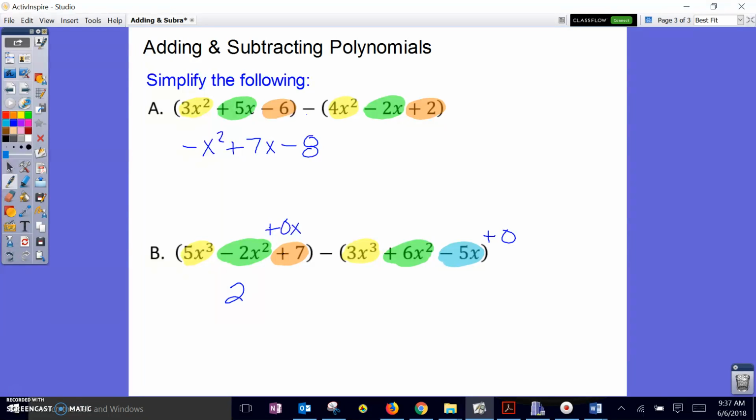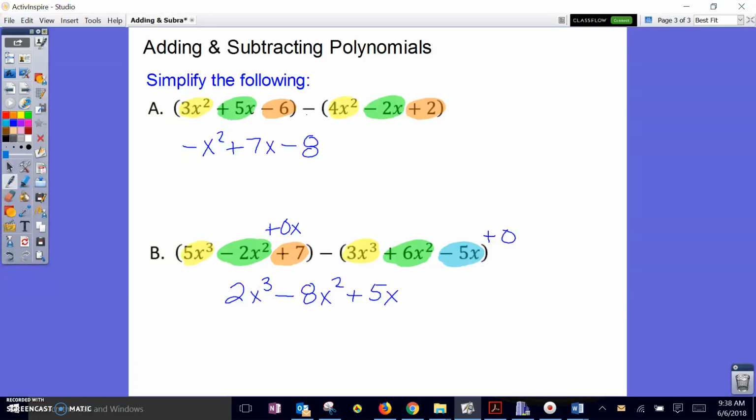5 minus 3 gives us 2x cubed. We've got a negative 2x squared minus a positive 6x squared. Negative 2 minus positive 6 gives us negative 8x squareds. And now on to my x's. I have no x's minus a minus 5x. So 0 minus negative 5. That's 0 plus 5. Gives us a plus 5x.